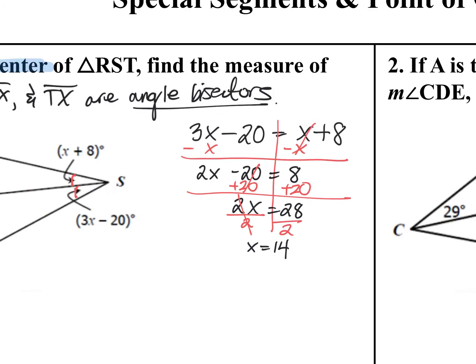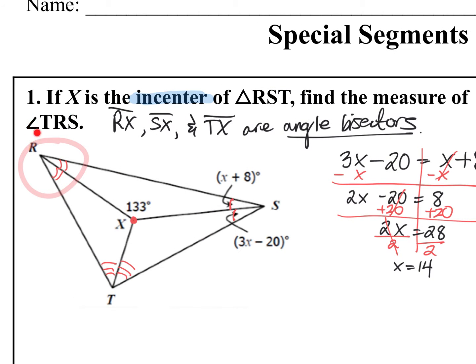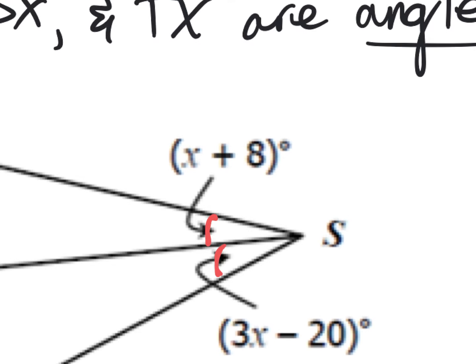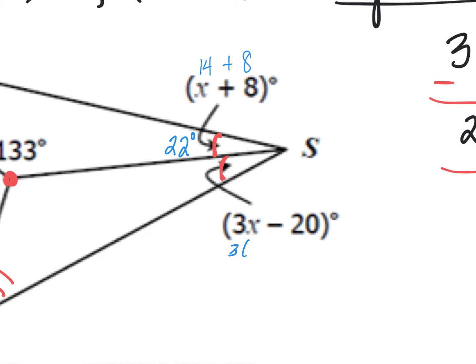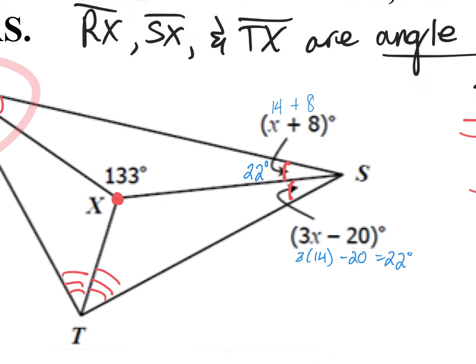Now, this is not our final answer because, again, we're asked to find the measure of angle TRS. So what I'm going to do next is replace x with 14, using substitution. So 14 plus 8 gives us 22. I could have used that other expression right here too, which should be 3 times 14 minus 20, and this will also give us 22. They should both equal 22 since the angles are congruent, but I'm only focusing on just angle RSX.